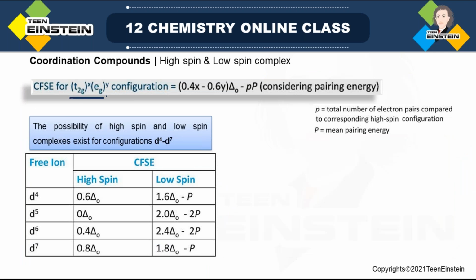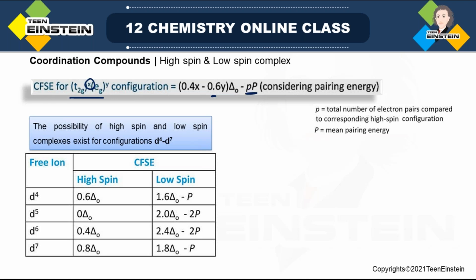So this is a general expression, t2g^x eg^y. X and Y may be any value. Suppose t2g3 eg1, t2g6 eg0, it may be anything. So for X number of electrons, here we have multiplied 0.6. See here the negative sign is taken for this one. So what will happen? The numerical value will remain the same, the negative sign will be changed. So it doesn't matter, fine.